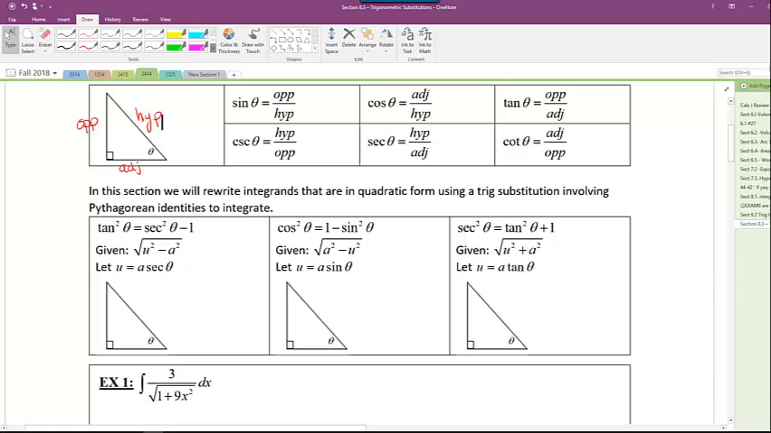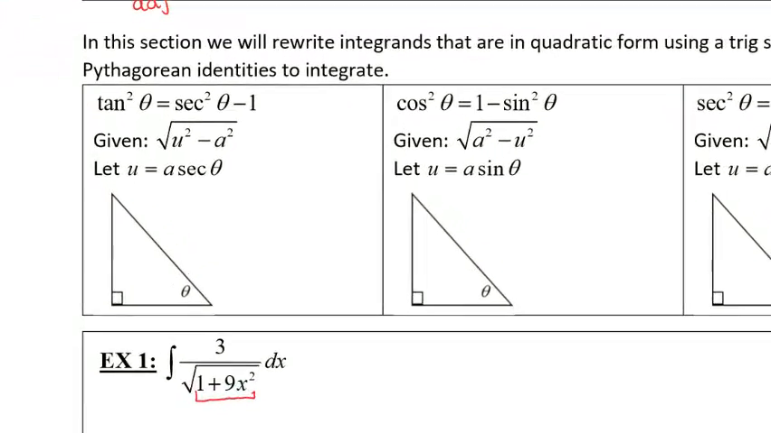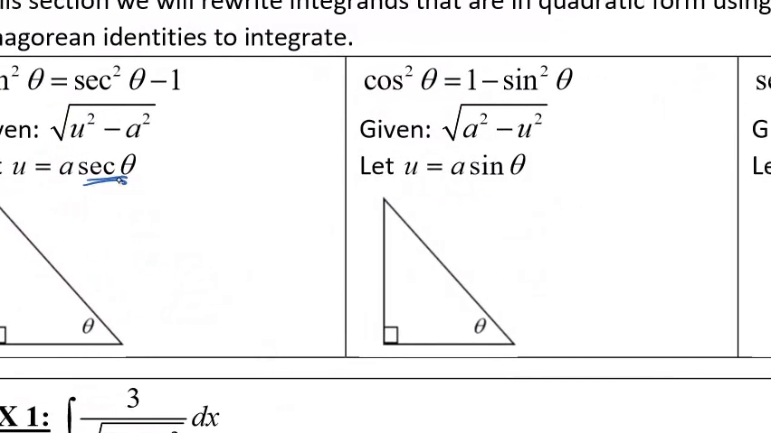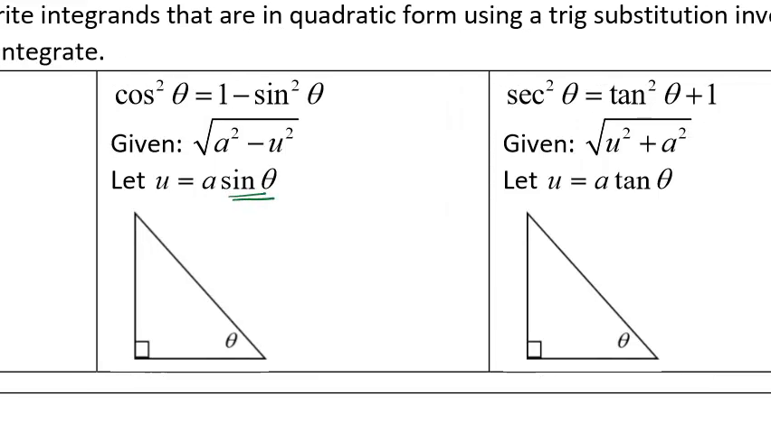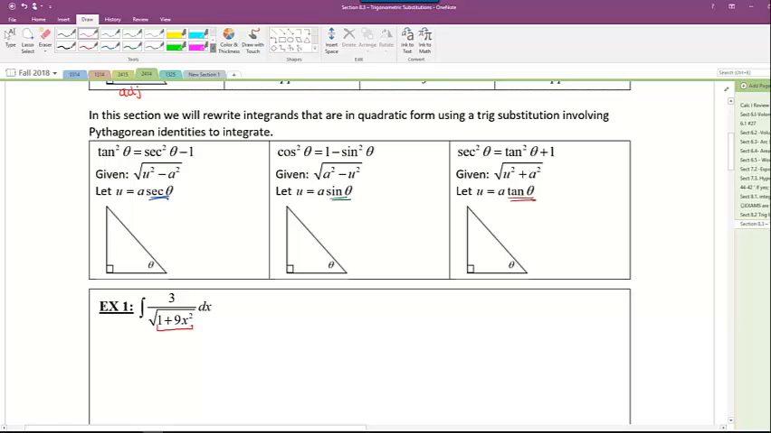What we're going to do, as I mentioned before in this section, is to look at an integral that contains some kind of polynomial that's in quadratic form, and we are going to rewrite it and replace the variable in our integral with a trig function. So there's three trig functions that we're really going to be using. The first is the secant of theta, the second, sine, and the third, tangent. What we have to do is look at the integral that we're given and determine which one of these should I let my variable equal?